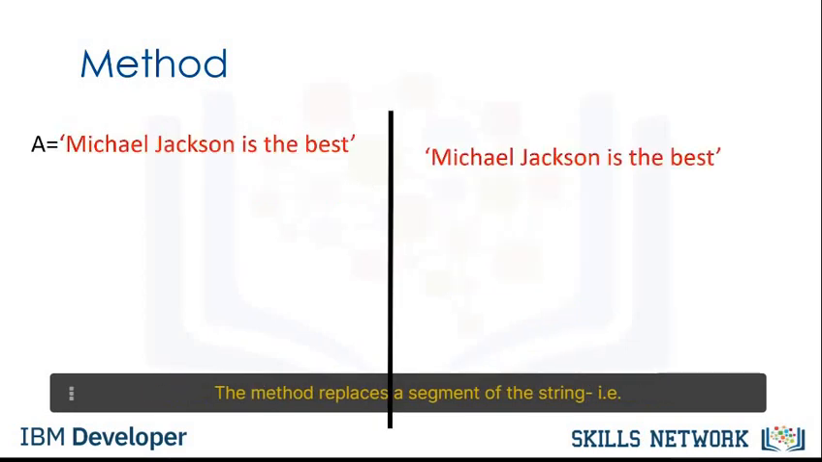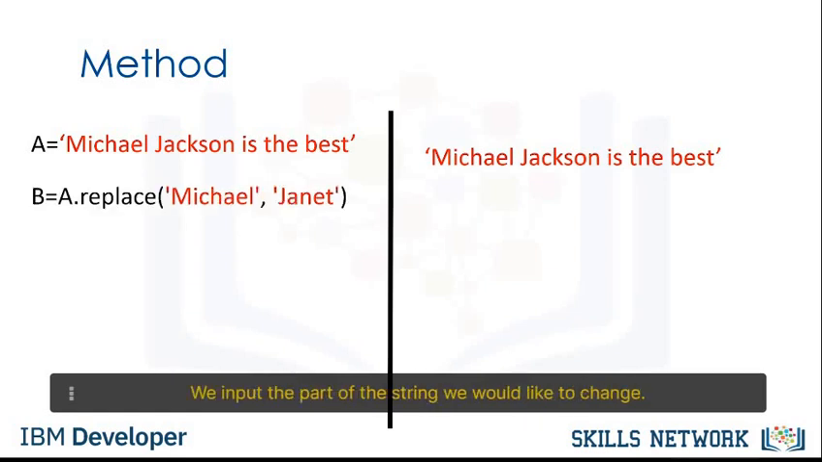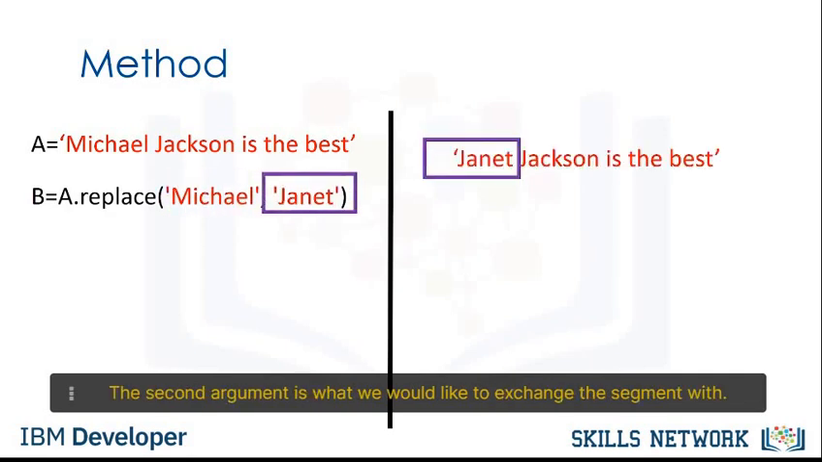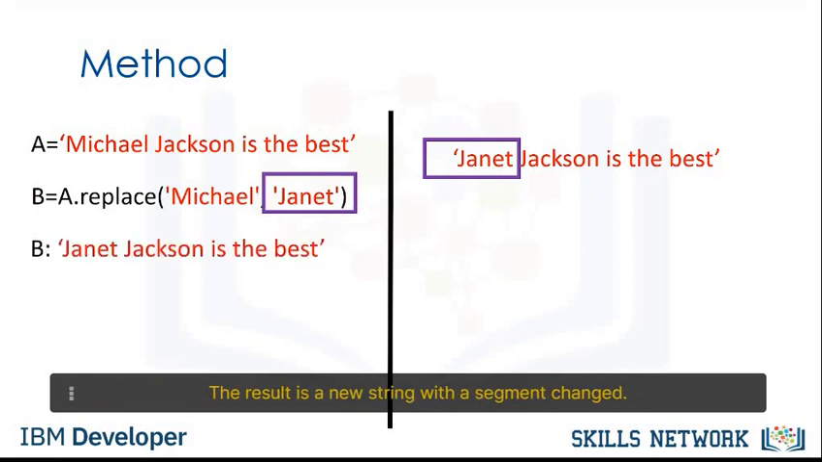The method replace replaces a segment of the string, i.e., a substring, with a new string. We input the part of the string we would like to change. The second argument is what we would like to exchange the segment with. The result is a new string with the segment changed.